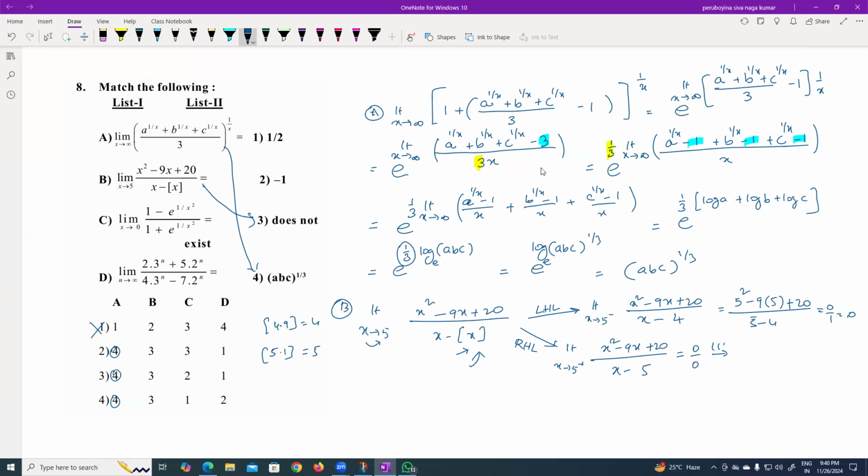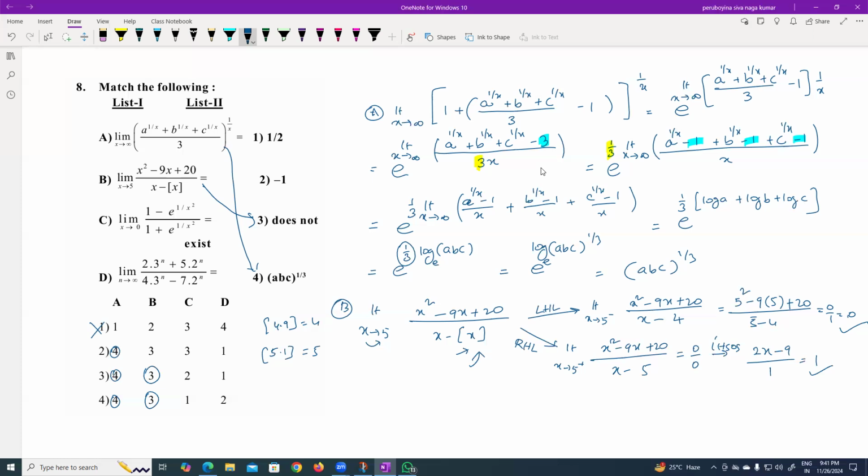So we will do L'Hospital's rule. Okay. So perform L'Hospital's rule. X squared derivative 2x, 9x derivative 9, x derivative 1. Again substitute x value 5. 10 minus 5, x value 5, right? 2 5s are 10 minus 9, 1. So see, left hand limit 0, right hand limit 1. So limit does not exist. So B option is connected with list 2, third one. So where is it? List 2, third one. Yeah, both are showing the same, third.